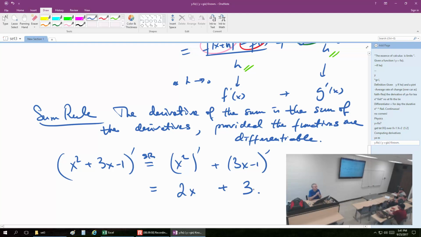Okay, so that's all it takes. When there's addition involved, you can break the function into pieces and just evaluate the derivative of every piece, one at a time. So that's the sum rule.